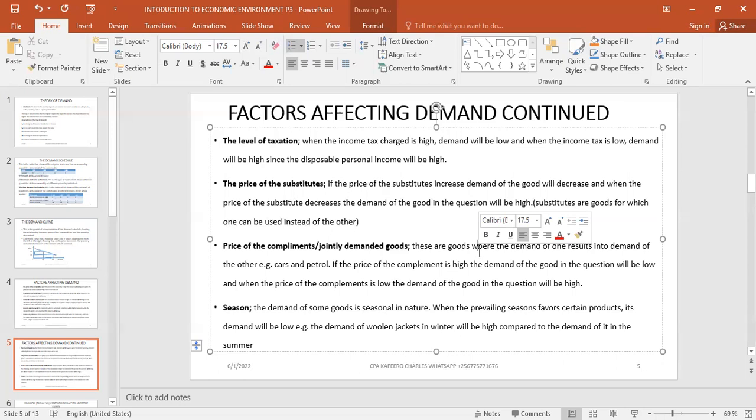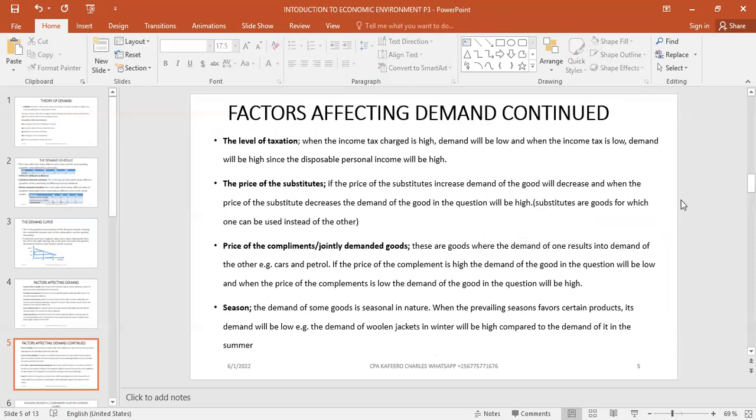those ones which work hand in hand with each other in terms of satisfying the customer's need. We expect that if the price of the complement is high, the demand for the good in question will be low, because they are not consuming the main product.